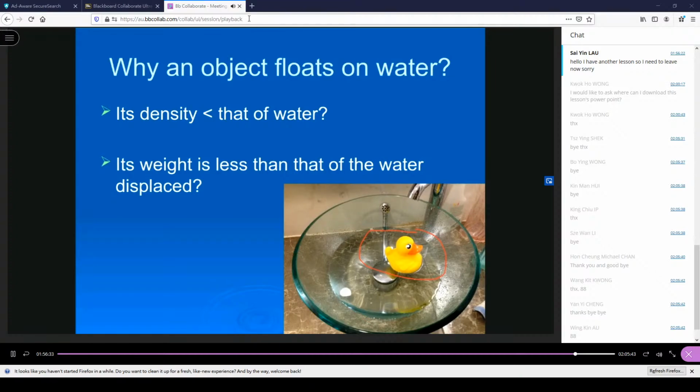Yes or no? Its density is why an object floats on water. Its density is less than that of water. Yeah, this is a very tricky question.